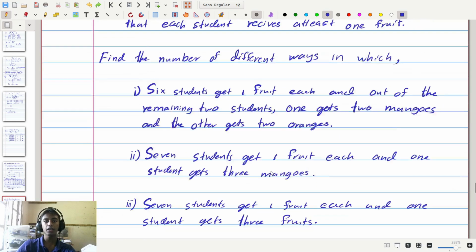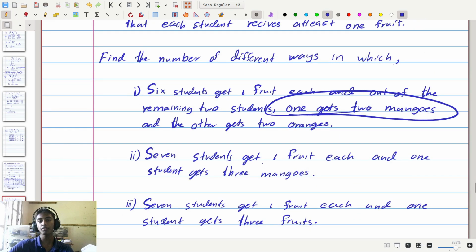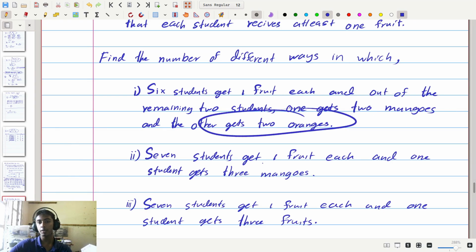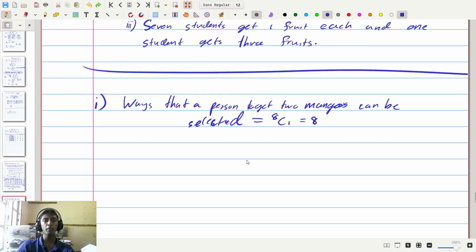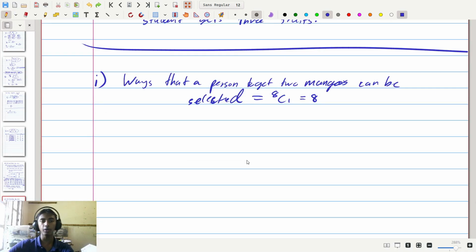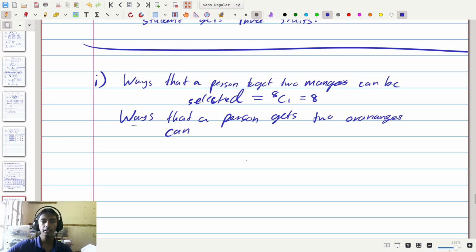Let's say that the teacher, once again, similar to how the teacher chose one of the people to get the 2 mangoes, chooses another one of the people to get the 2 oranges. Importantly, this person that gets the 2 oranges is not the person that gets the 2 mangoes. So therefore, he has to be chosen from the remaining 7 people. So then, if we consider different ways that a person gets 2 oranges can be selected.